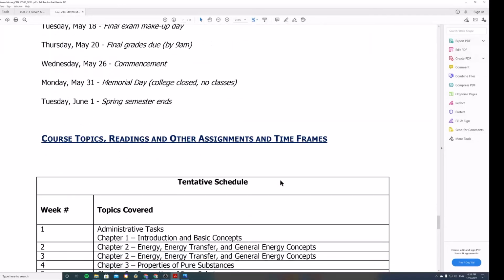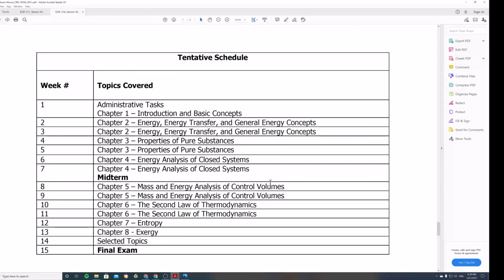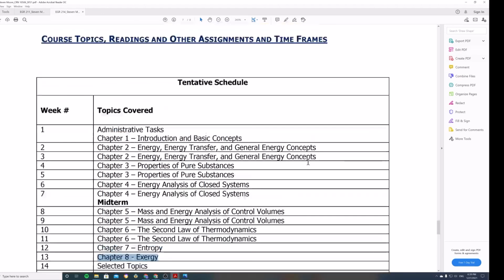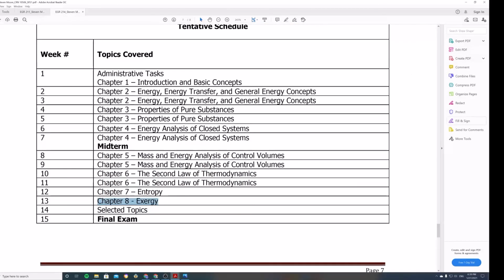And then here's our tentative schedule. This is what we're looking at. We're essentially looking at getting up through chapter 8, and then if there's extra time, we'll do selected topics. For the last 2 semesters, this is where it's ended, in chapter 8. I didn't get to the selected topics, but I left it open if needed. Okay. And that's about it. That's the syllabus.